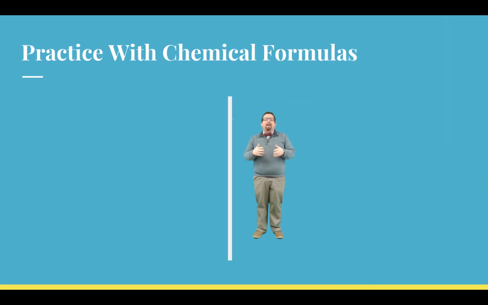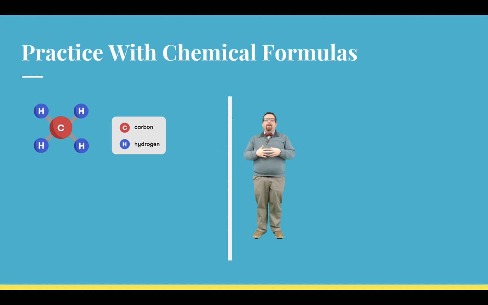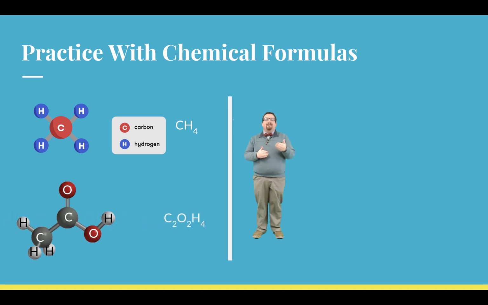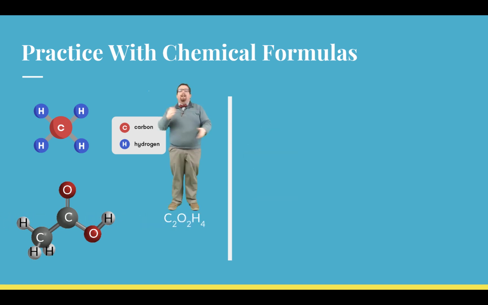All right, so let's practice with our chemical formulas a little bit. Here you see a picture of 1 carbon atom and 4 hydrogen atoms all chemically bonded together. This is a molecule of methane, which is a compound. To write the chemical formula, we count up how many atoms we have in the molecule. So we have 1 carbon atom and 4 hydrogen atoms. We call it CH4. Next, we have a molecule of acetic acid, that's vinegar. You notice there are 2 carbons, 2 oxygens, and 4 hydrogens, so we call it C2O2H4.